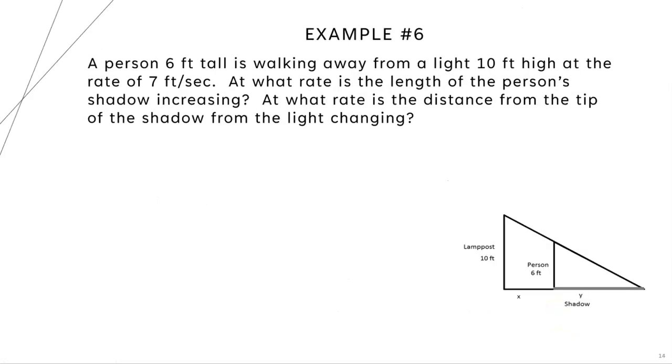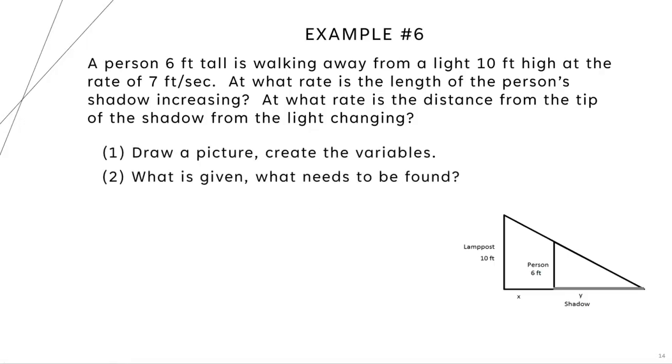Last one. A person 6 feet tall is walking away from a light that's 10 feet high at the rate of 7 feet per second. At what rate is the length of the person's shadow increasing? So you have to imagine a person's here. As they walk away from this lamppost, their rate of change is dx/dt, and then the shadow here is on the ground. That's going to be dy/dt is the rate. At what rate is the distance from the tip of the shadow from the light changing?